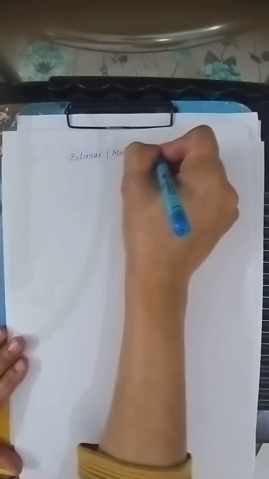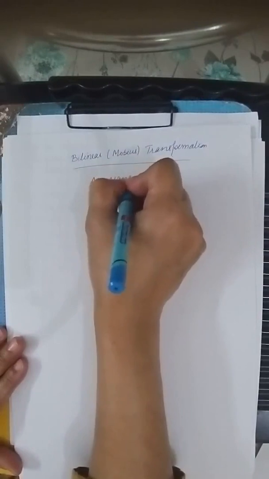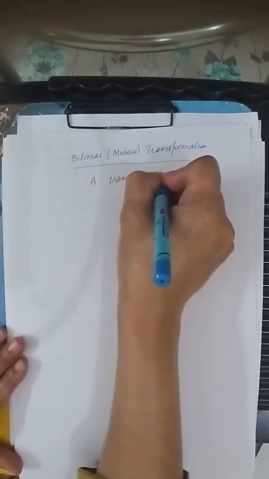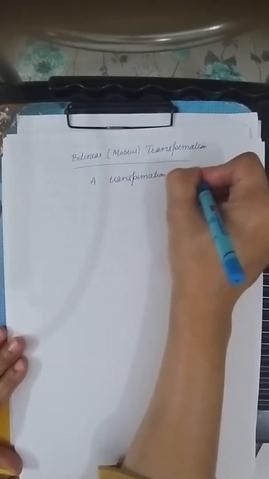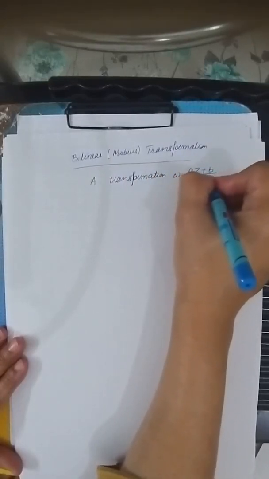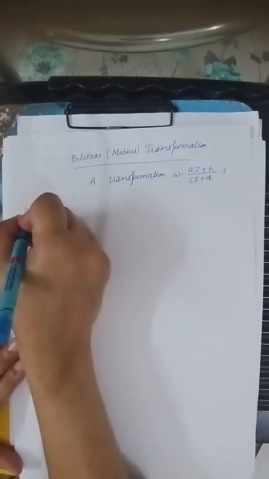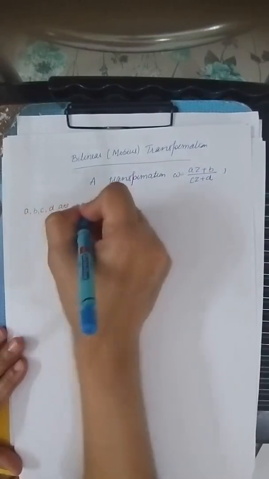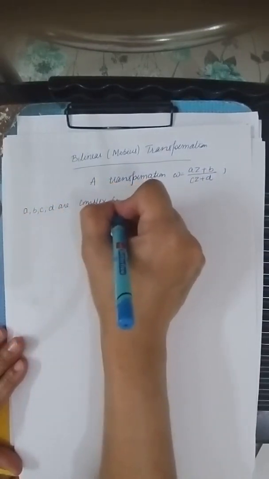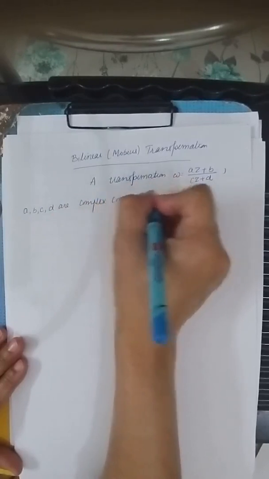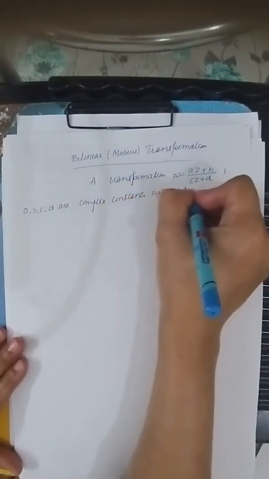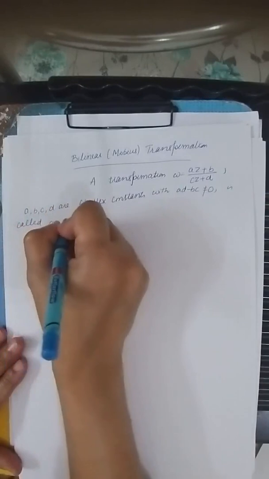Bilinear or Mobius transformation. Now the definition: a transformation W equal to AZ plus B over CZ plus D, where A, B, C, D are complex constants with AD minus BC not equal to 0, is called a bilinear transformation.